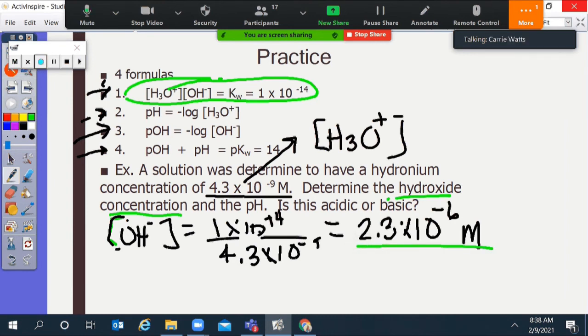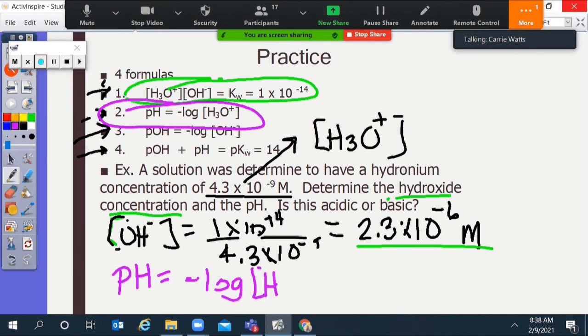Okay, and then the next question is to get the pH. So what formula am I going to use to get the pH? Well, I'm going to use number 2, which I've circled in purple. pH is the negative log of H3O plus, which I have in the given. So I'm going to take the negative log of 4.3 times 10 to the negative 19, times 10 to the negative 9th.